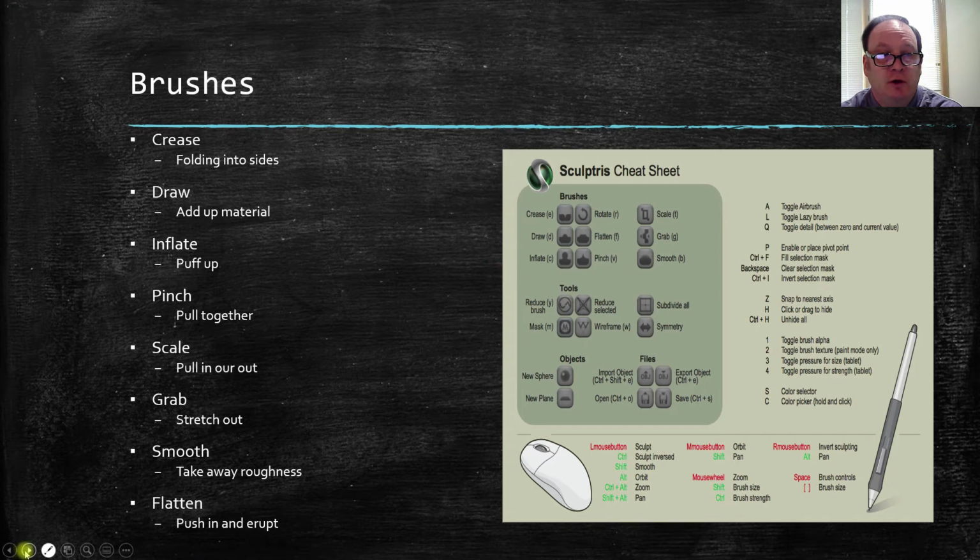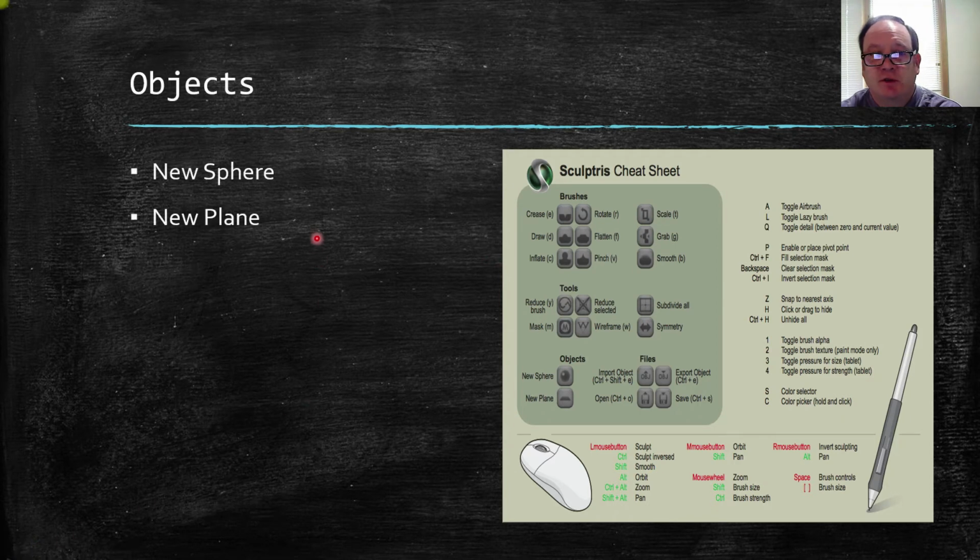Moving on here. Objects, pretty simple. New sphere gives you a new surface to work with, or a new orb to work with. A new plane gives you a new flat surface to work with. There are some ways you can choose different materials as well. I'll demonstrate those in the demo.